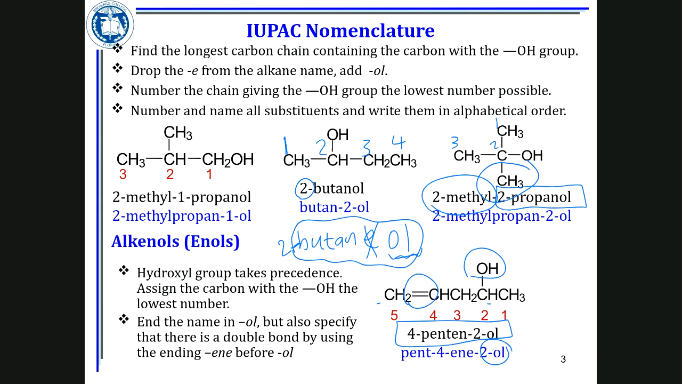So when you write 4-en-2-ol, that means OH takes priority over alkene. Alcohol takes priority over alkene. You don't say 2-ol, 4-en, because when you say 4-en last, that means that priority goes to the 4-ene.